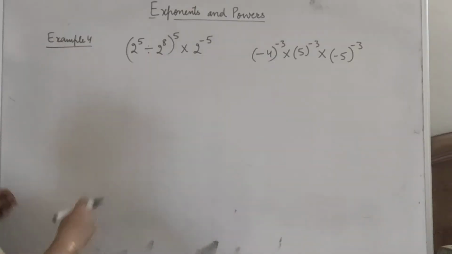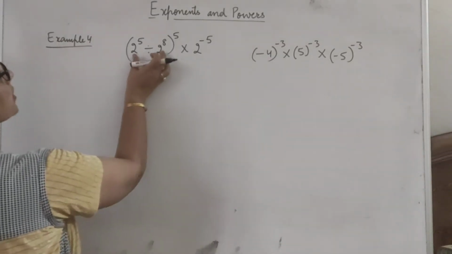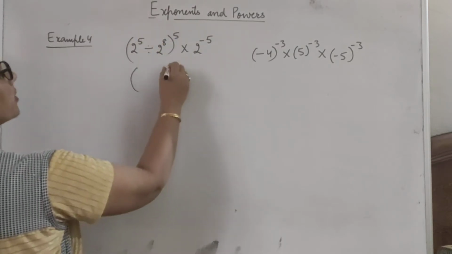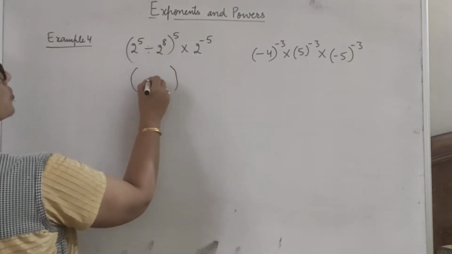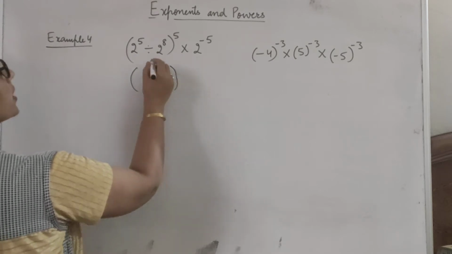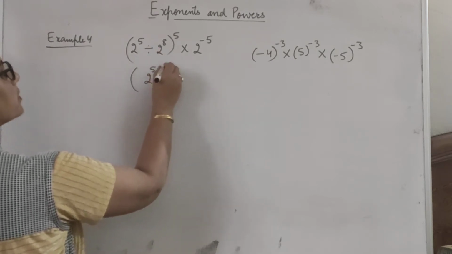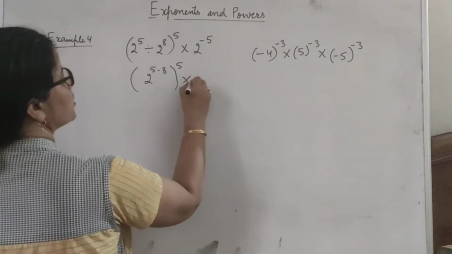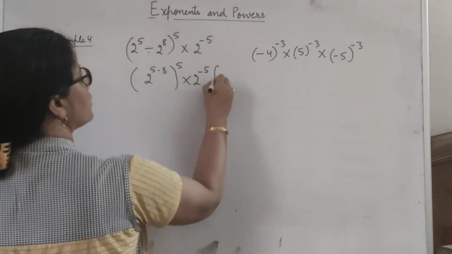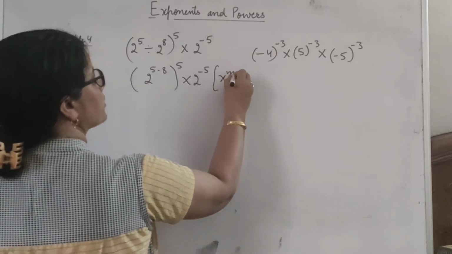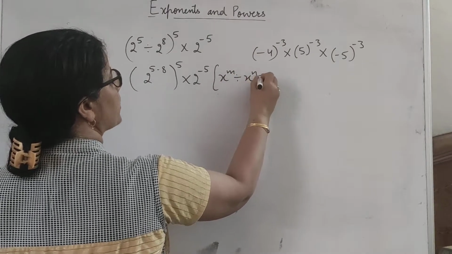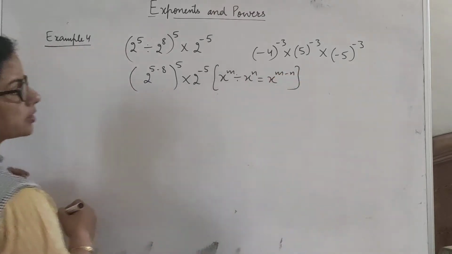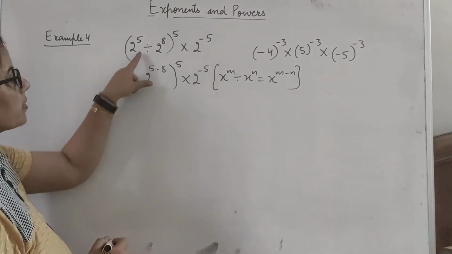First see, this is our base, this is exponent, but the base is complicated, we have to simplify it. Here bases are same, so the base will remain the same and we will subtract the powers, and this outside power will remain as it is, and this also as it is. Which law are we using here? X raised to the power m divided by x raised to the power n is equal to x raised to the power m minus n. This law we are using here.